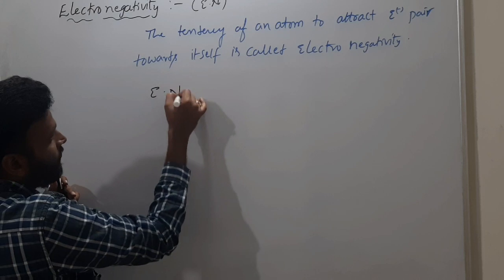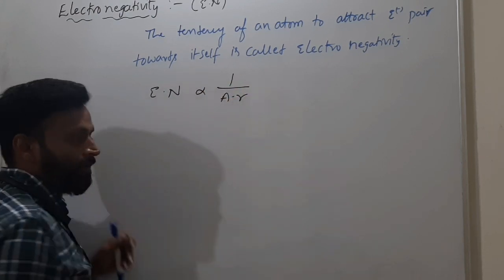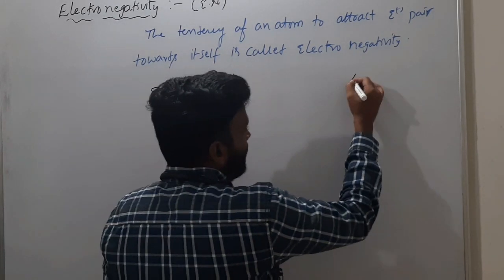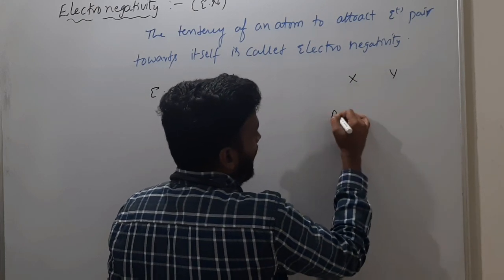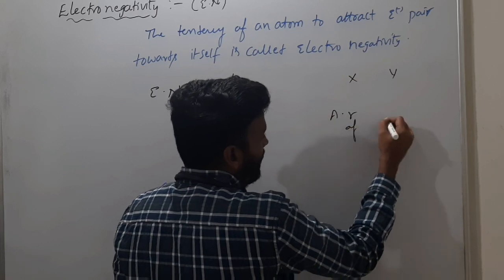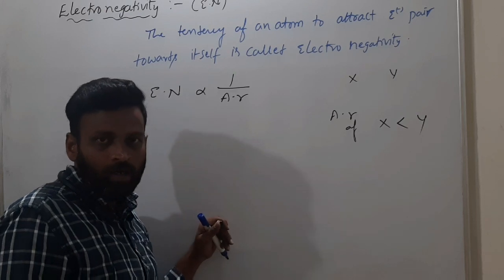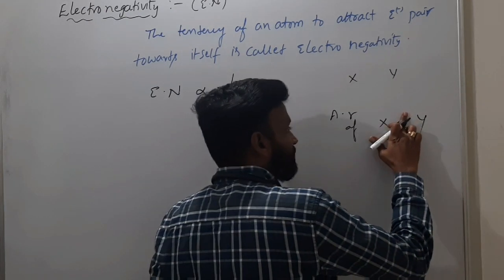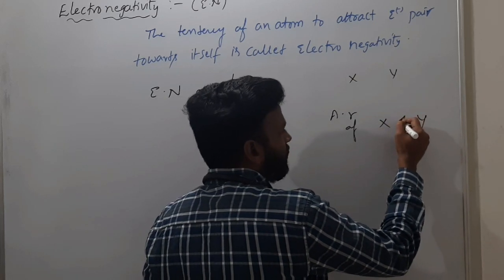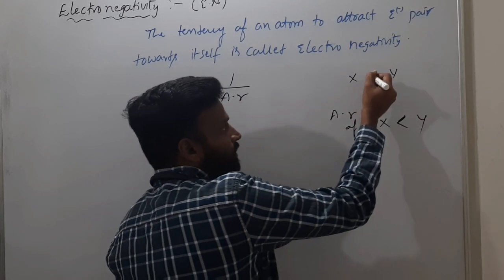Electronegativity is inversely proportional to atomic radius, because the atom has to attract the electron pair. Take some atoms X and Y. The atomic radius of X is less than that of Y. Understand? X has a smaller size. That means who is more electronegative?